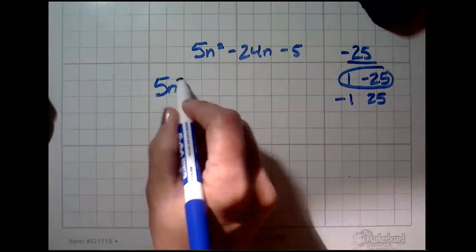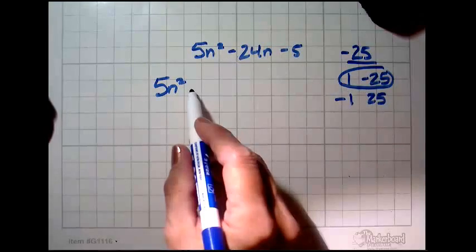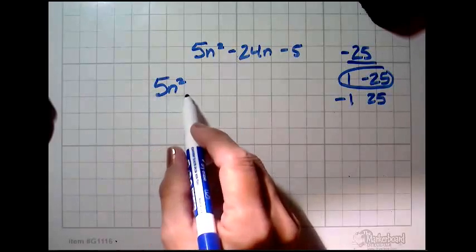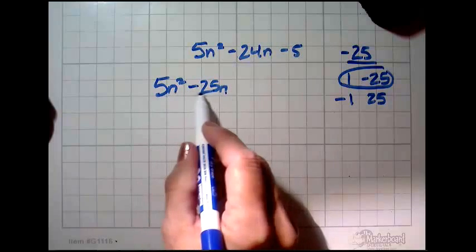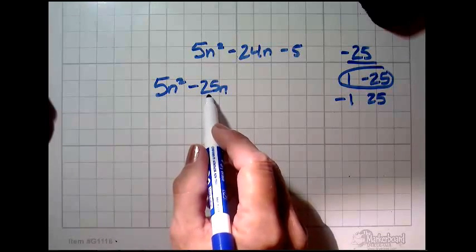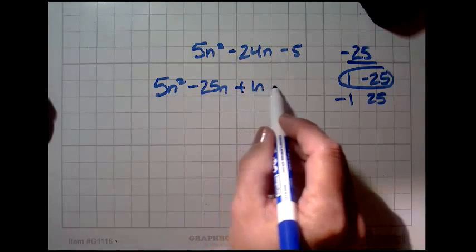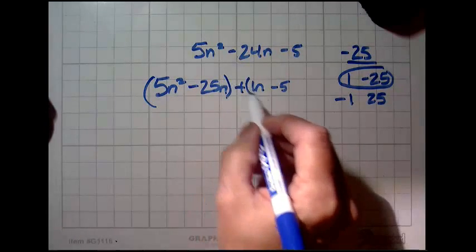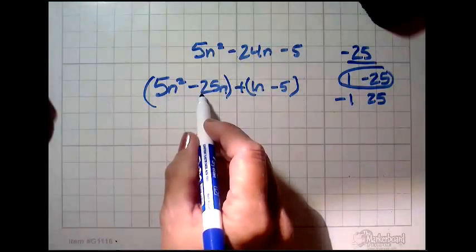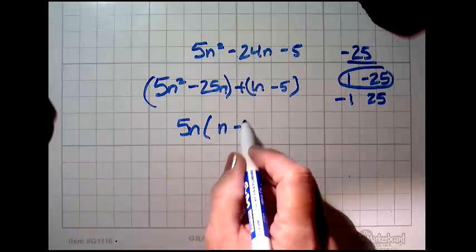So let's rewrite this. 5n squared. Now, am I going to go with negative 25 or 1 right here? Knowing that I have a 5n, I'm going to put my negative 25 right here. Simply because I see 5 and 25 have a factor in common. That might not work in the end, but it might. And so I'm kind of predicting what I think is going to happen. It's plus 1n minus 5. That looks good so far. Two sets of parentheses. 5n squared minus 25n. They have a 5 and an n in common, which leaves n minus 5.